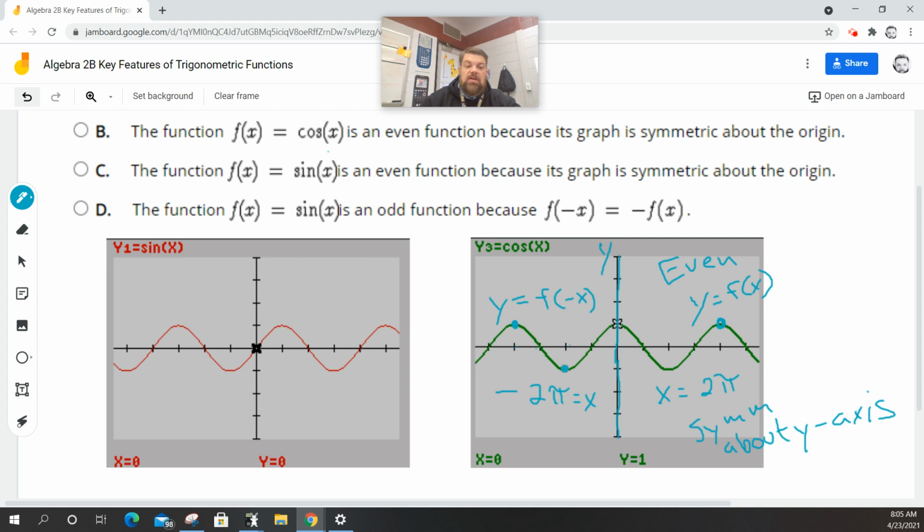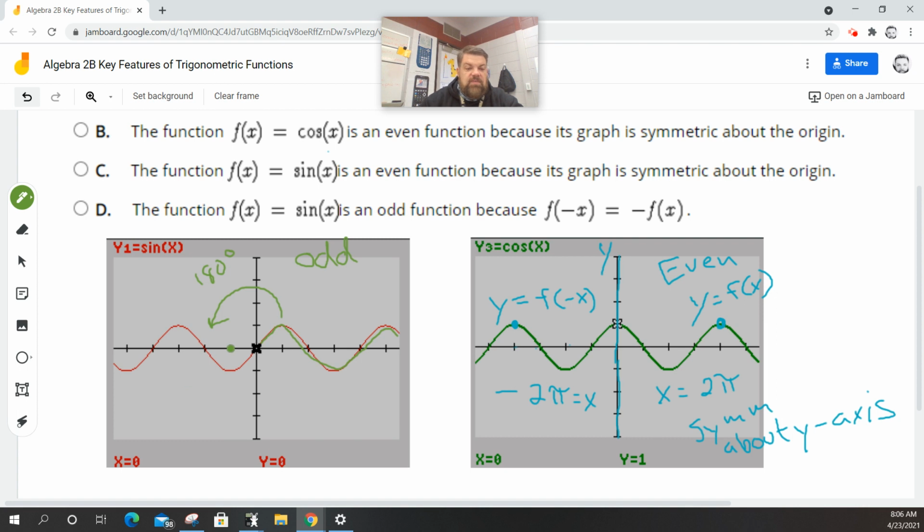Okay. Now sine, on the other hand, this is odd. Well, why is it odd? Because if I take this portion and I rotate it 180 degrees, this thing will flip and land right on top of this line.